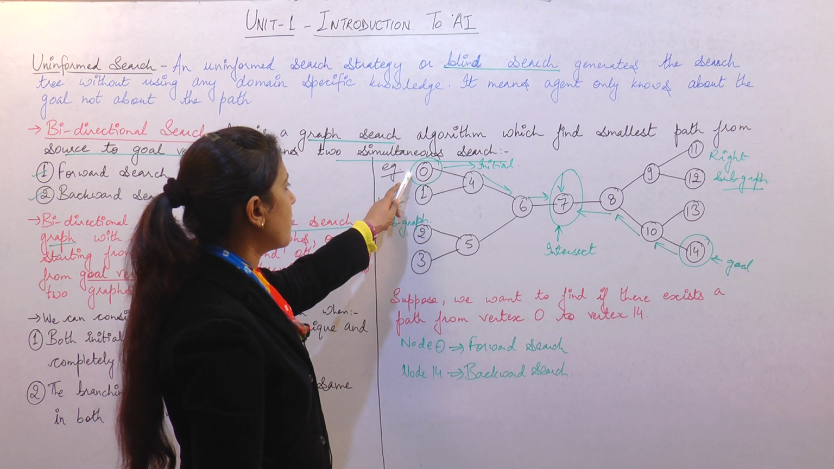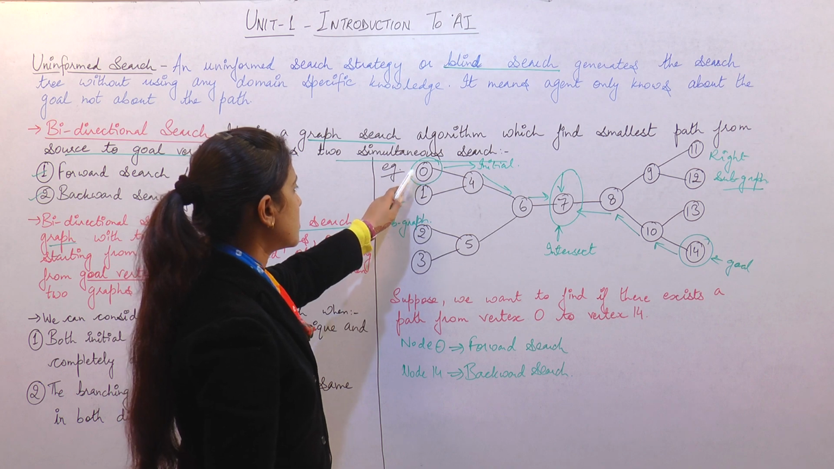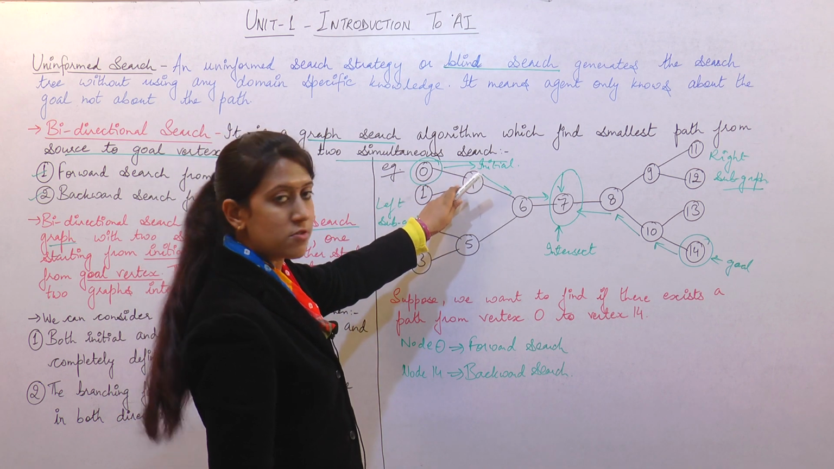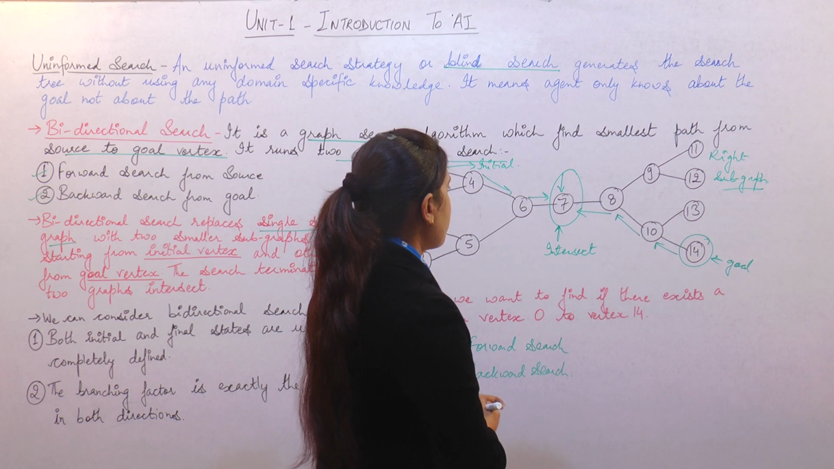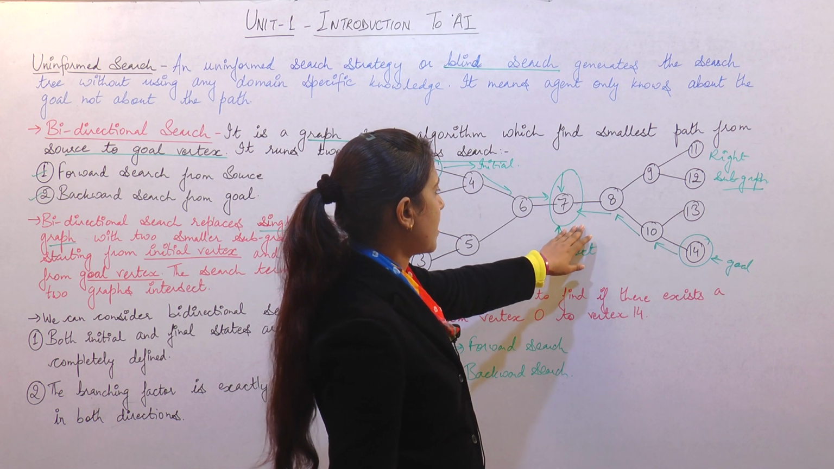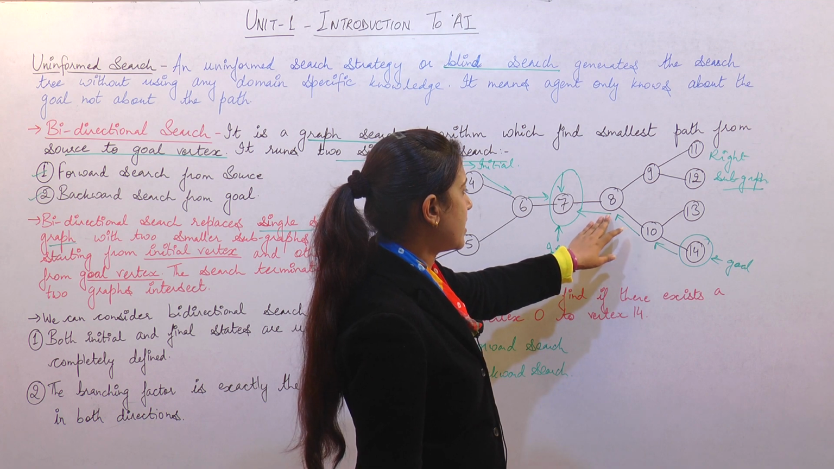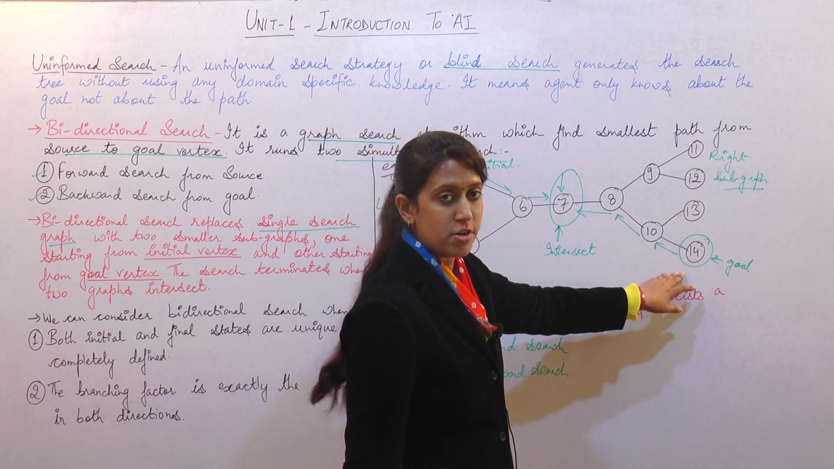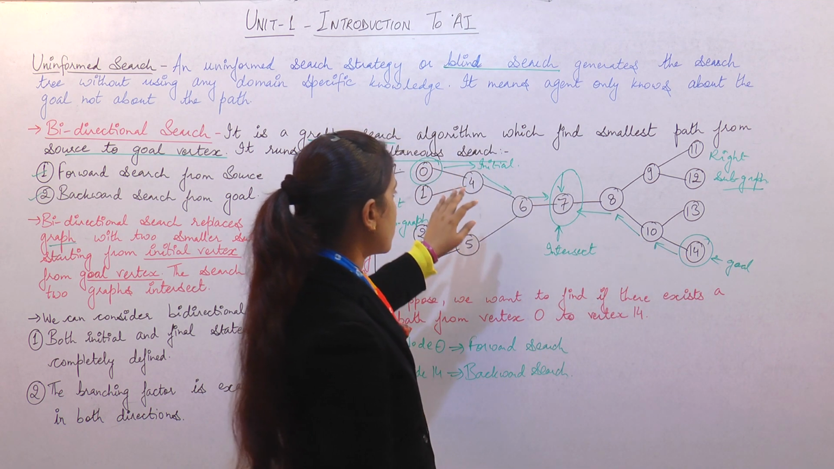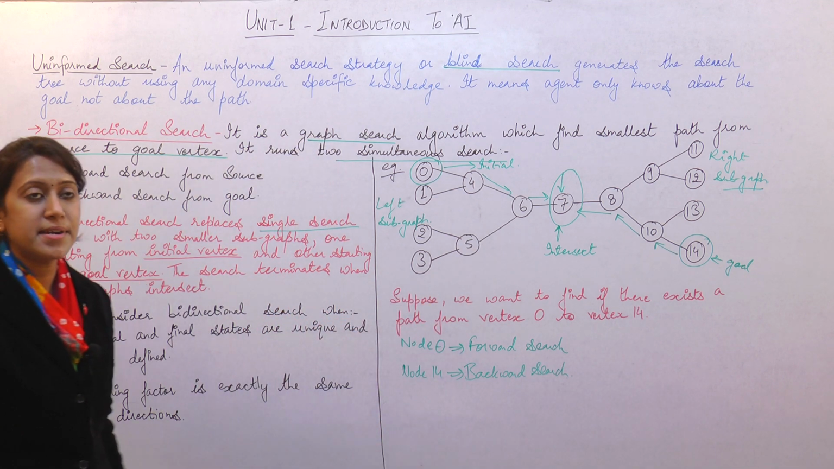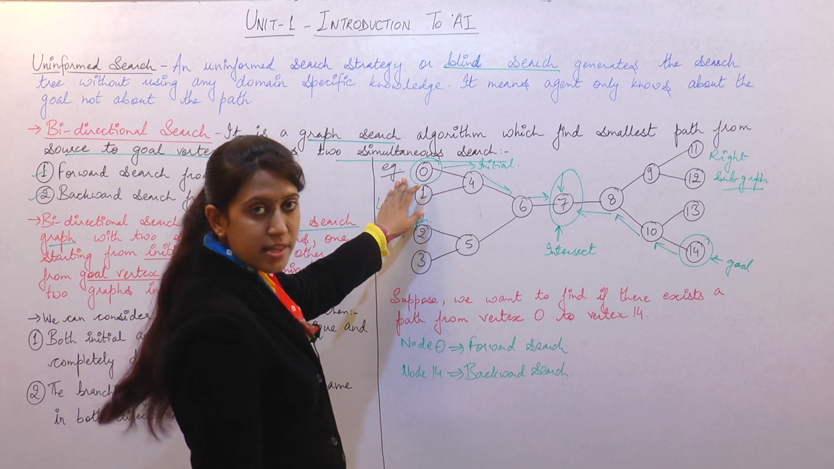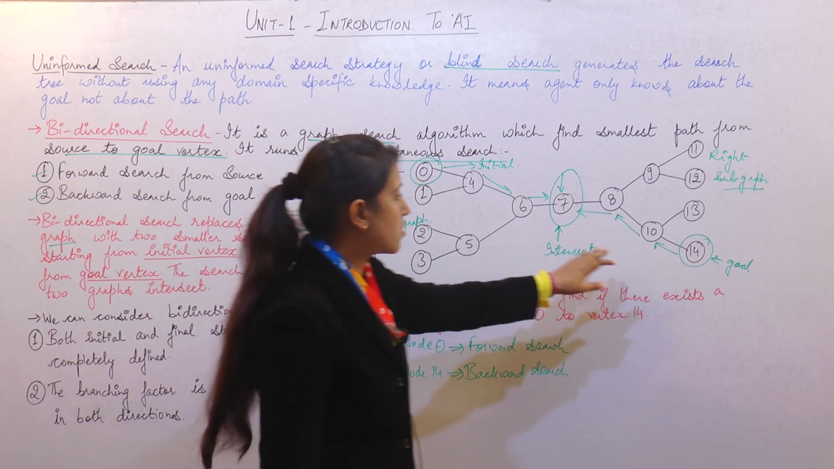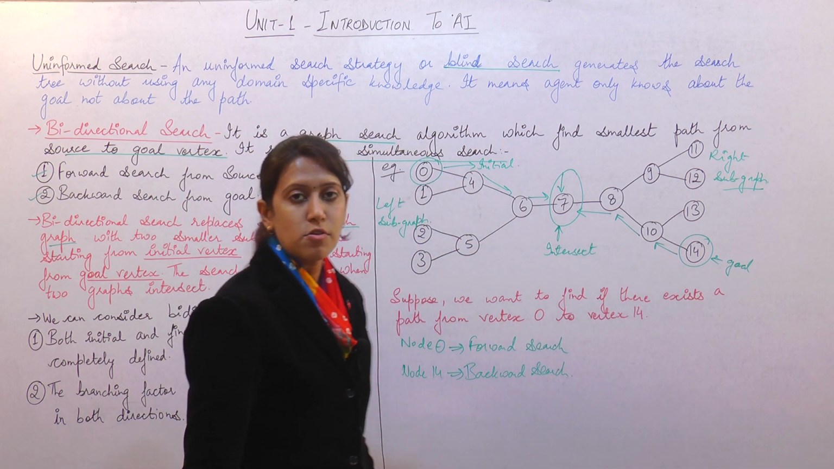That means we will firstly search node 0, then move towards node 4. After that we move towards node 6. After 6, node 7, node 7 to node 8, node 8 to 10, and 10 to 14. So this is the shortest path that can be taken to reach from the source node, that means node 0, to the goal node, that is node 14.